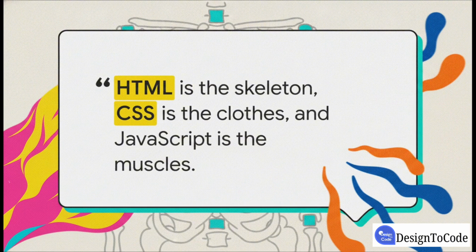I want you to remember this crucial metaphor. HTML is the skeleton. It provides the bare structure and tells your browser, hey, this is a heading and this over here is a paragraph. Without it, you just have a shapeless blob on the screen. CSS, on the other hand, acts like the clothes, the styling, the colors, and JavaScript is the muscles, adding all that logic and movement. But obviously, you can't wear clothes or flex muscles without a solid skeleton first, right?